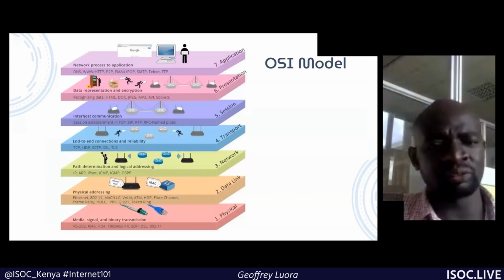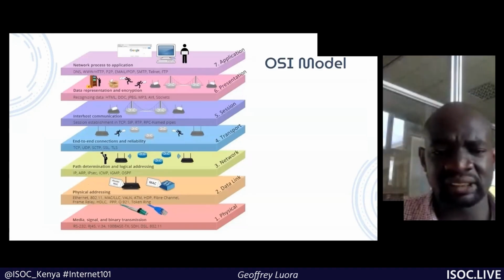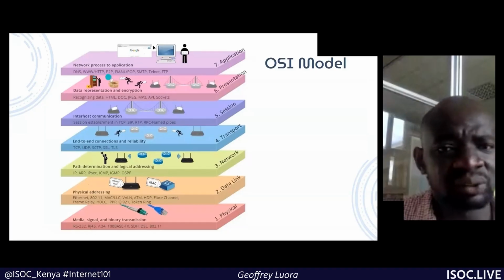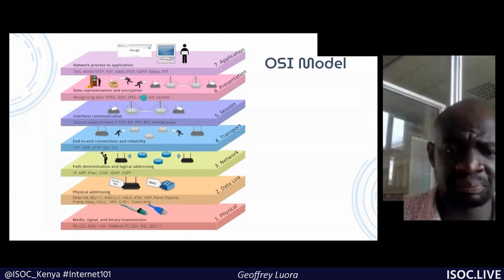So this is all of the OSI model stacked together. That's what you get. What I've just explained is put in a diagram over there.